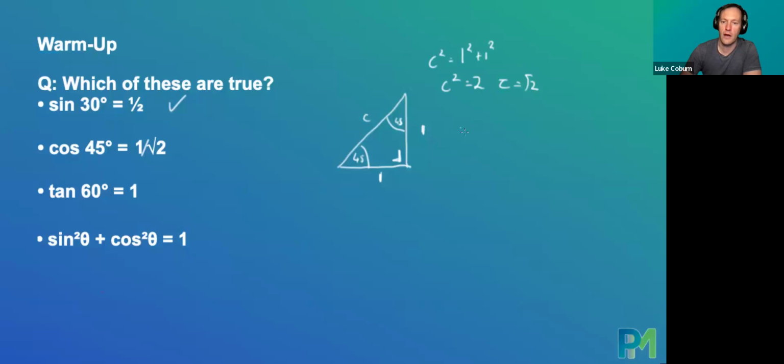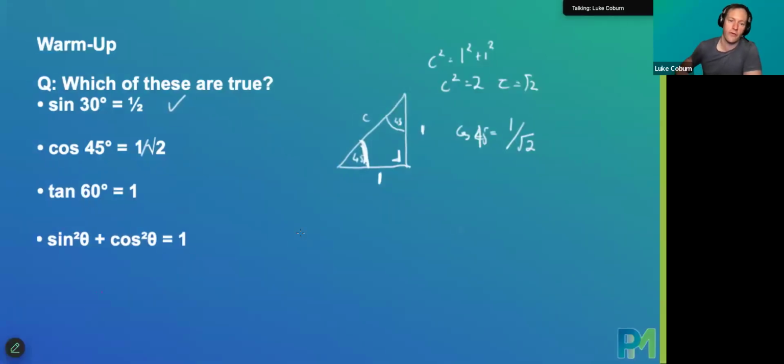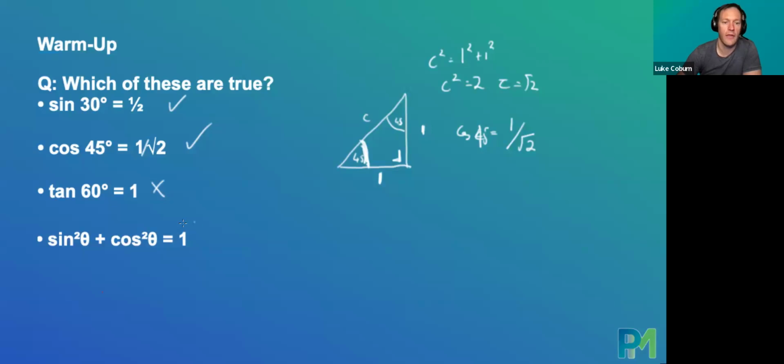Then cos of our angle is the adjacent, 1, divided by the hypotenuse, the square root of 2. So cos of 45 is equal to 1 over the square root of 2. Tan of 60 is equal to 1? Let's have a look. In here, tan of 60 is equal to root 3, so that's not correct. That one was correct, this one is not correct. And then sine squared plus cos squared is equal to 1.